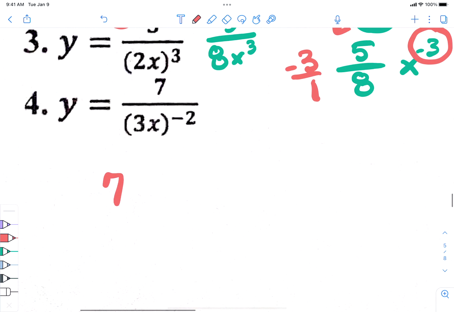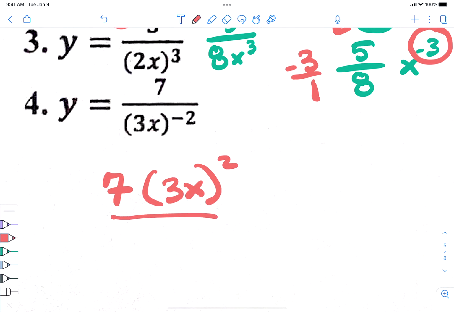So the 7 is just chilling. If I move the 3x to the top, it is now squared. And really, I have nothing left on the bottom. So you can put a 1 there if you want to. It doesn't matter, right? Okay. So now let's simplify some stuff. Let's get rid of our parentheses. So this is going to be 9x squared, right? But there's a 7 there. So this is 63x squared.